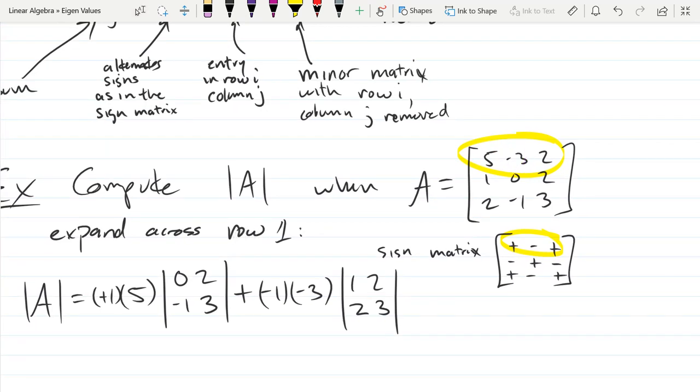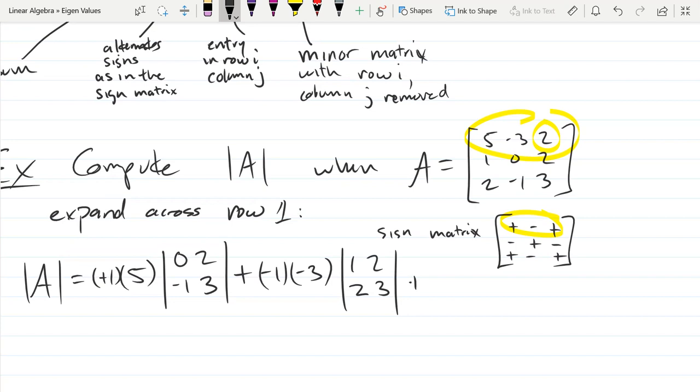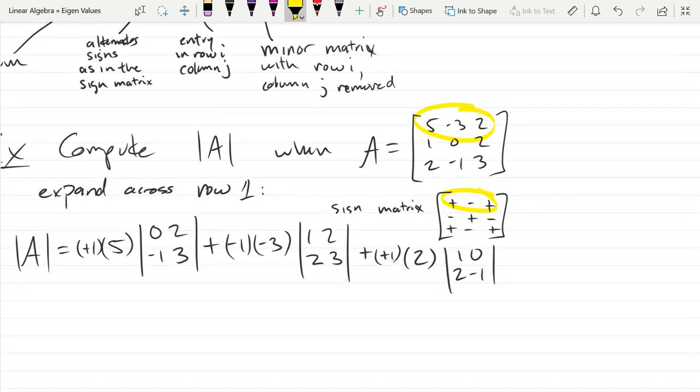So last up, we're going for the 2. We have a positive 1 times 2 times the determinant of 1, 0, 2, negative 1. Any questions on that third piece right there? Now all you need is a 2x2 determinant, so I'll just write that over here.